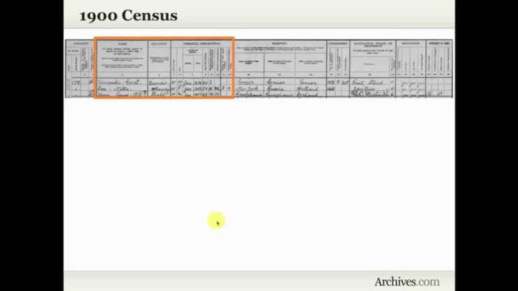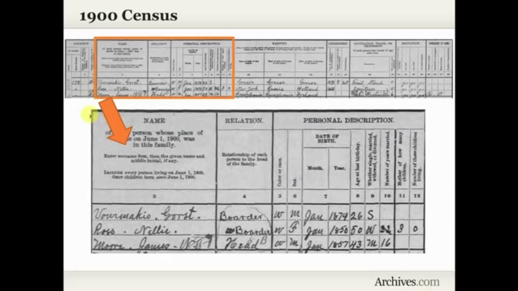And specifically what we're talking about is this section right here. After we get past the street name, the house number, the dwelling, and the family number, take a closer look, and we have the person's name, and it's generally given as last name first. The next column is going to tell us that person's relationship to the head of the household.